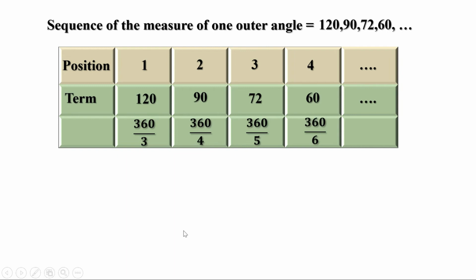Look at the numerators. It is always 360, and therefore in the nth term also the numerator is 360. What about the denominator? It is 2 more than the position. So the denominator is n plus 2 when the position is n. So xn equal to 360 by n plus 2 is the algebraic expression of this sequence.